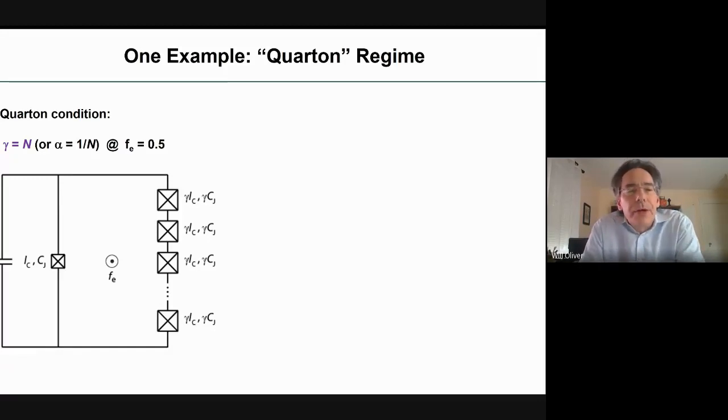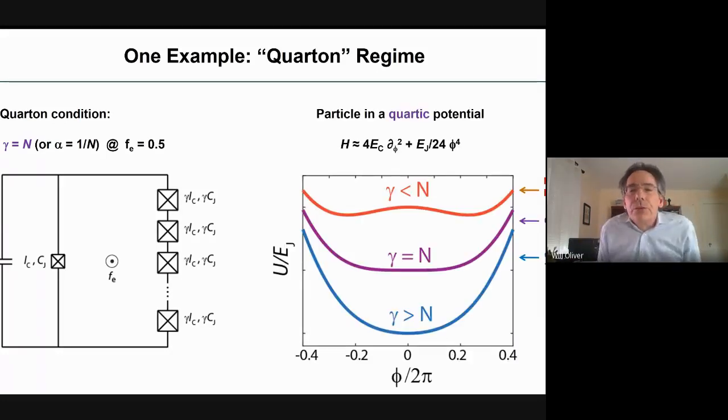And the quarton is a primary junction with n parallel junctions and a shunt capacitance, but the number of junctions is chosen to be equal to gamma, or again, if you're thinking of alpha for flux qubits, it would be 1 over n. And essentially what we're doing is we're eliminating the quadratic term in the potential energy, leaving just a quartic potential, and that's why we call it the quarton.